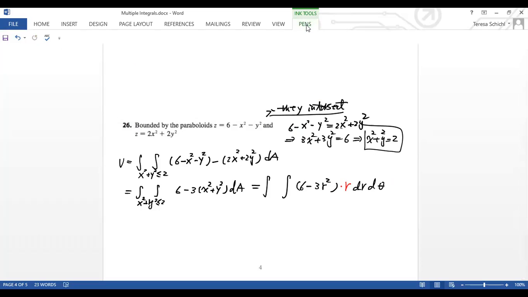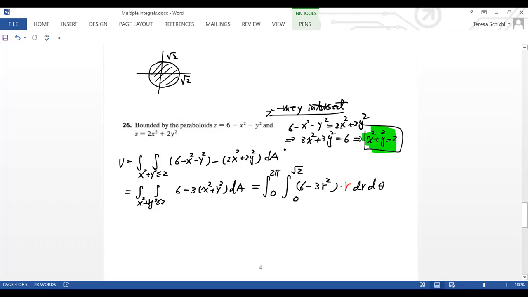Then you take a look at our integration region: x squared plus y squared equals 2. What is this integration region? It's a circle. And what is my radius? Square root of 2, right? So r is going to be from 0 to the square root of 2, and this is the circle. So what is my theta here? It's 0 to 2 pi here.